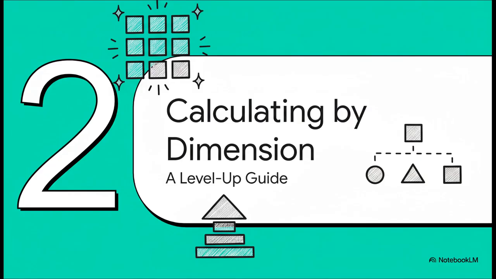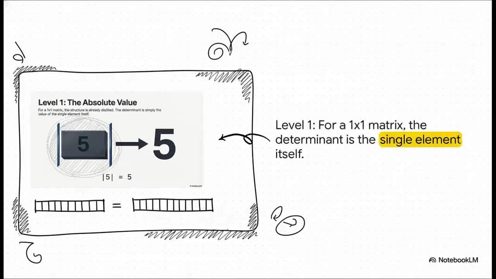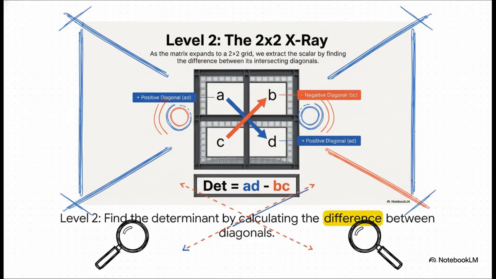So, assuming we've got our perfectly symmetrical square matrix ready to go, how do we actually find this magic number? Well, we can think of it like a level-up guide, starting with the absolute basics and then building our way up. Level 1 is about as simple as it gets. For a 1x1 matrix, the structure is already totally distilled. The determinant is just the number inside. So the determinant of a matrix that only has the number 5 in it is, you guessed it, 5. Easy enough.